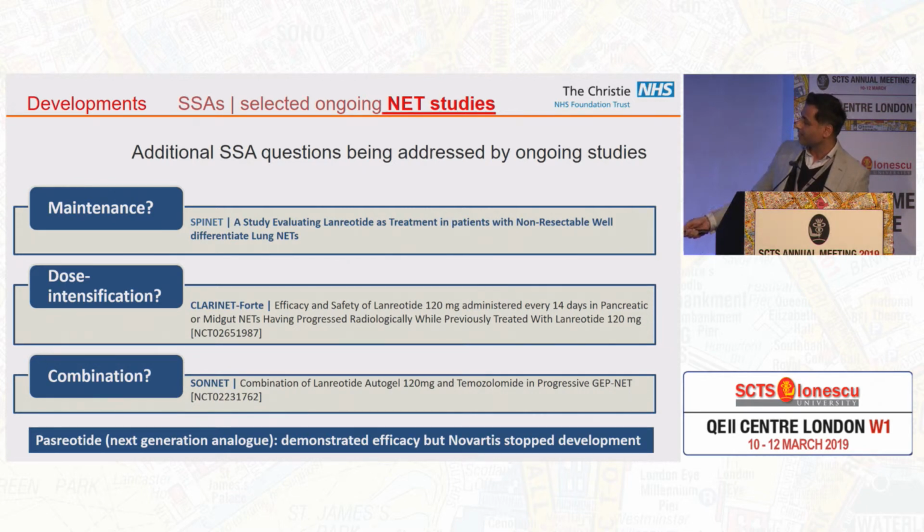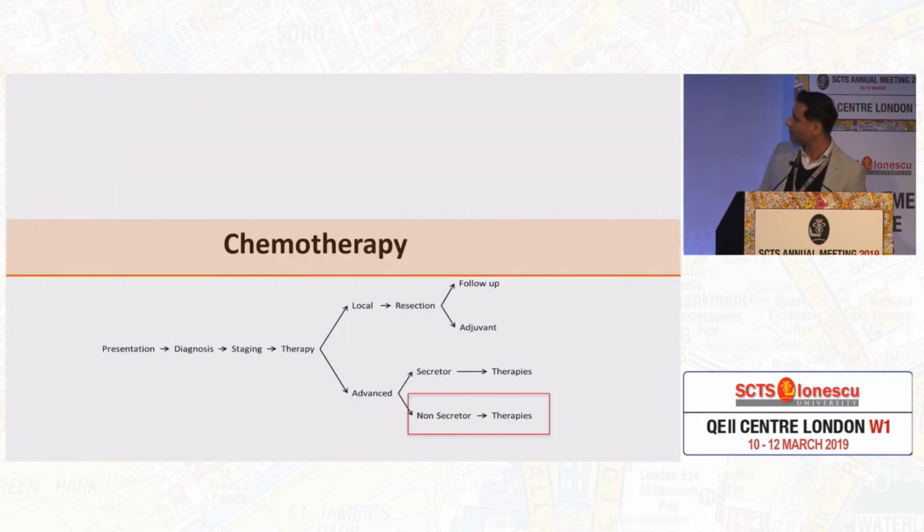Frustratingly, the next generation somatostatin analogues were tested in lung nets, and I'll show you the results of this in a second. This drug called pasireotide was tested in next generation. It demonstrated efficacy. We got a positive result, and then Novartis turned around to me and said they don't want to develop the drug anymore. So there you go. What about chemotherapy?